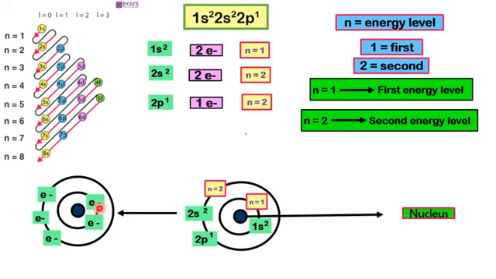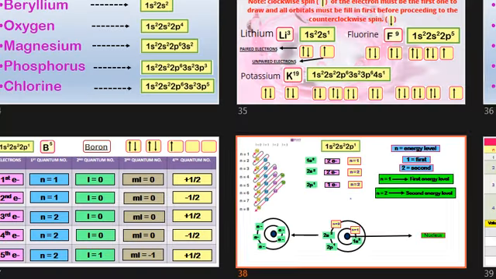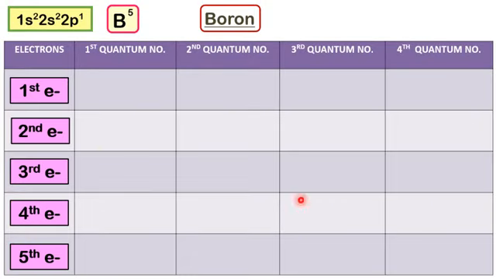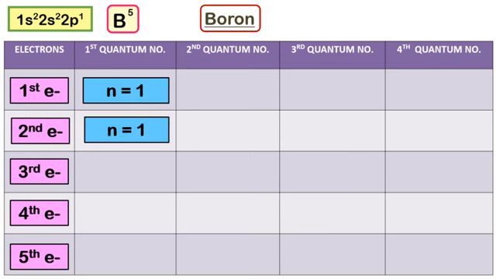So take note, where are the first and second located? Are they in the first or second orbit? How about the third, fourth and fifth electron? Where are they? Are they in n is equal to 1 or n is equal to 2? Because you are going to answer that for you to complete this table for the first quantum number of boron. So first and second electron, as we see in the diagram, it is n is equal to 1.